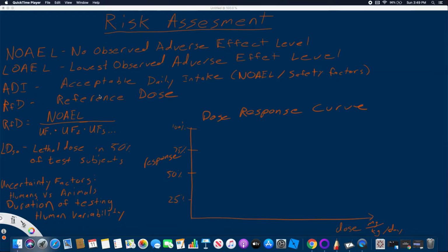And then what used to be used in risk assessment was the ADI, or acceptable daily intake. And this would be the NOEL, if available, or LOAEL if it's not, divided by a safety factor. Well, we've modified how we look at safety factors. We've kind of gotten more specific in terms of safety factors. So what you're probably going to see nowadays is the reference dose, the RfD. And so the reference dose is your NOEL or LOAEL divided by your uncertainty factor.